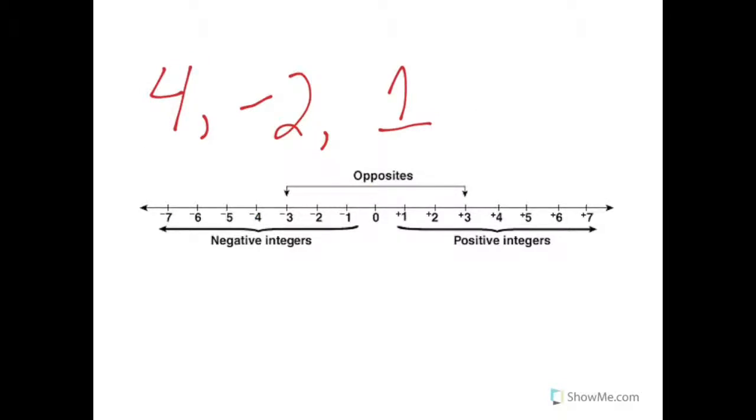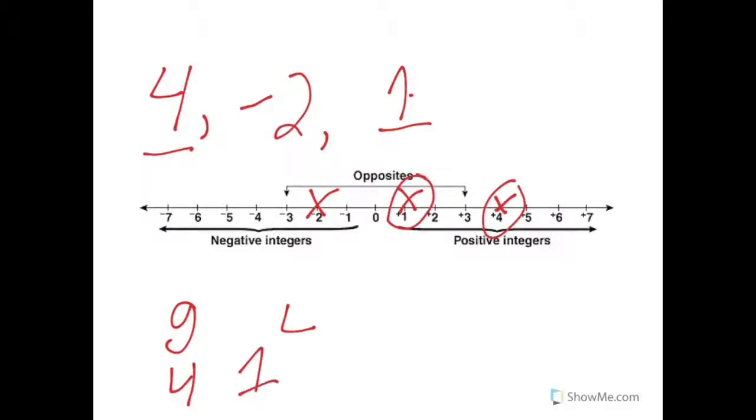I have 4, I have negative 2, I have 1. If I ask you to put those in order from greatest to least, I'm going to first mark them on my number line. So I see 4 is going to be here. I see negative 2 is going to be here. And I see 1 is positive, so it's going to be here. Well, the greatest of all of those is 4. Next one down would be 1. And then the least would be negative 2.